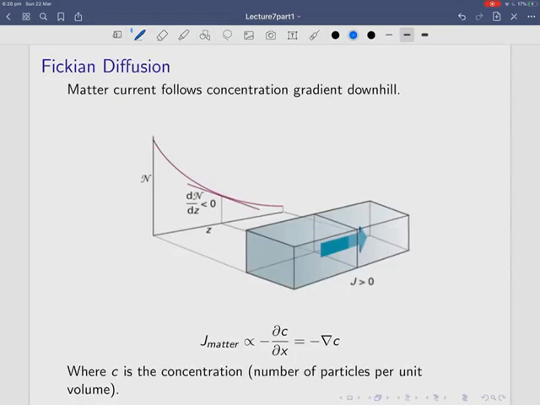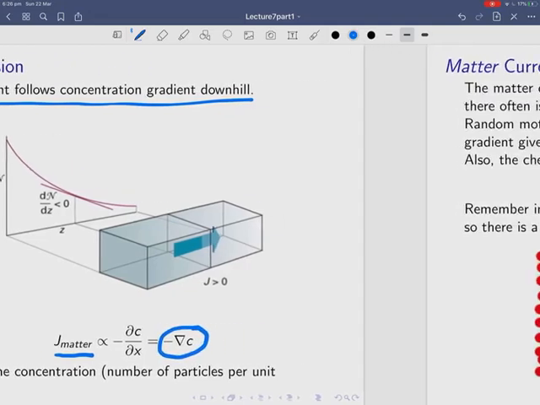Now, we introduce something called Fickian diffusion. In Fickian diffusion, the matter current, which we just looked at, follows a concentration gradient downhill. So the concentration gradient goes from high density to low density, and the current density is proportional to the negative of the concentration gradient, which we've just seen.